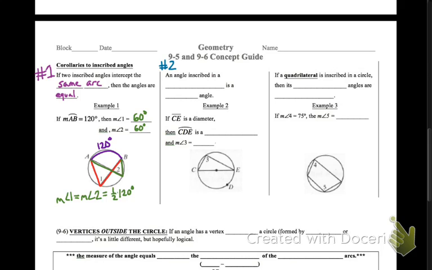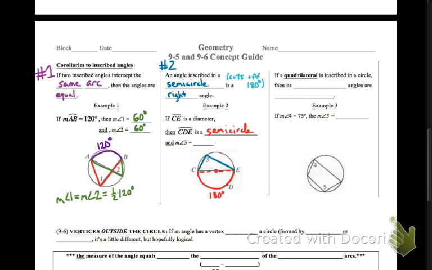Number 2, an angle inscribed in a semicircle is a right angle. Why? Because it cuts off 180 degrees. Think about it. If CE here is a diameter, then this arc here is 180 degrees. If that's 180 degrees, then this angle that is inscribed in this semicircle chops off 180 degrees.